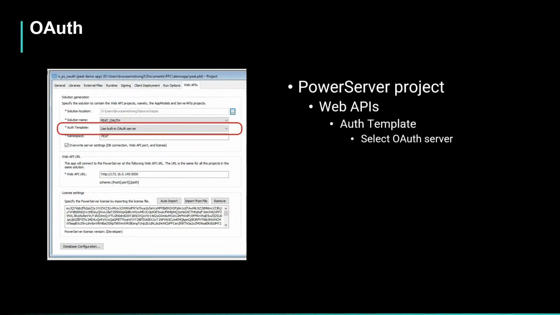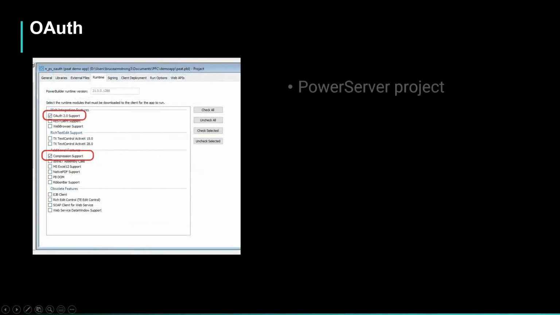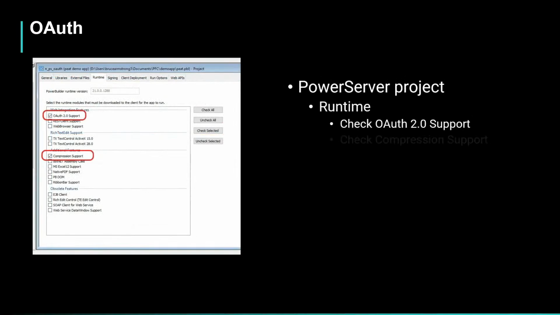The one thing that's going to be different here is that in our PowerServer project, when we go to the auth template, we're not going to use JWT. We're going to use the built-in OAuth server. And in the runtimes, instead of the REST client, we're going to use the OAuth support option instead, because we're going to use the OAuth client in our code rather than the REST client. Compression support is still needed.